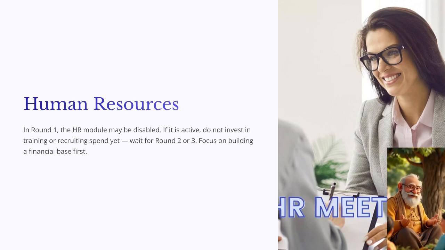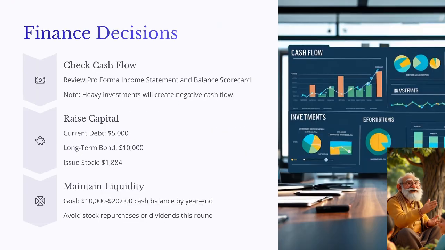Part 6. Finance decisions. Now let's make sure we have enough funding to cover all those investments. Start by checking your pro forma income statement and the balanced scorecard. Notice, if you've invested heavily in R&D, capacity, and automation, your cash flow will be negative. So you need to raise funds. Raise capital via current debt, long-term debt, and stock issue.